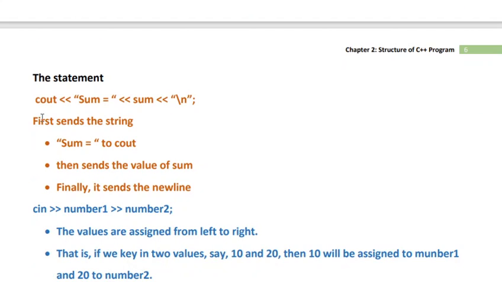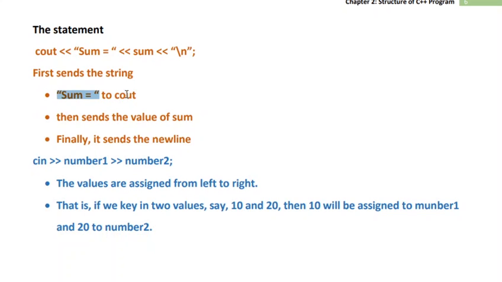So the statement cout, you see we have the insertion operator, then again a string that is to be placed, right? Then we have an insertion operator and then sum, right? Okay. So first it will send this particular string to the object cout. Then the value of sum will be sent to cout, and finally the new line will be sent to cout. Just see the sequence of execution.